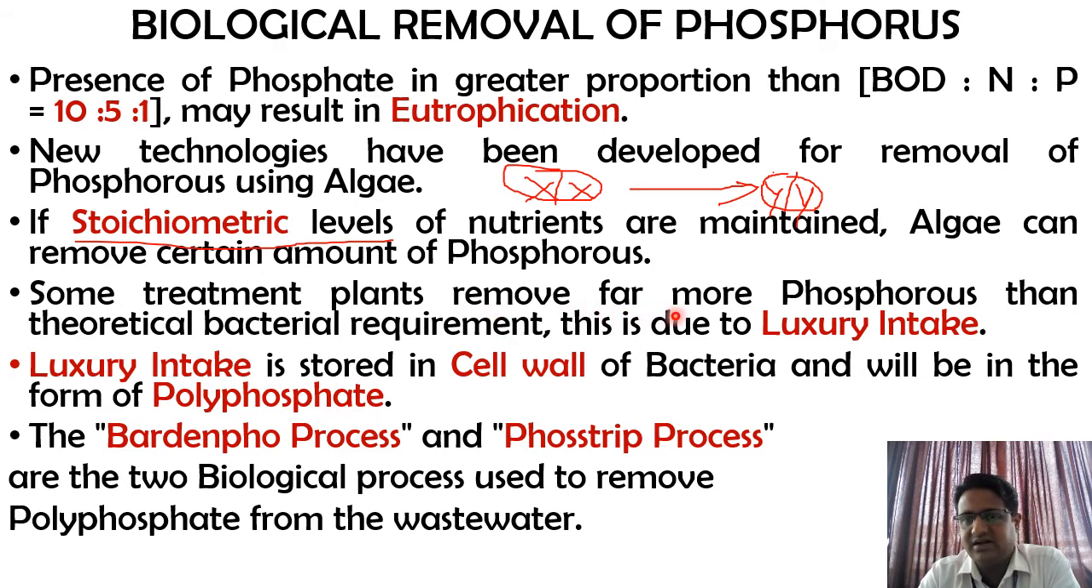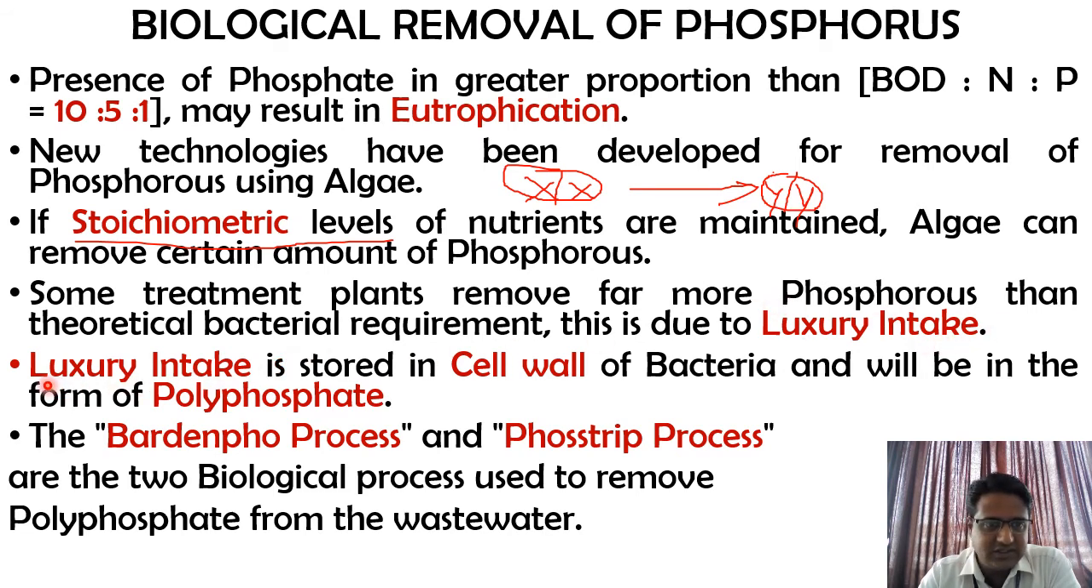Some treatment plants can remove far more phosphorus than the theoretical bacterial requirement. This is called luxury intake. What this means is, in biological removal of phosphorus, we usually use some kind of microorganisms, which basically consume this phosphorus. If the operating conditions are proper, they can consume a bit more phosphorus, so their removal efficiency is much better. That additional removal of phosphorus under optimal operating conditions is what we call luxury intake.